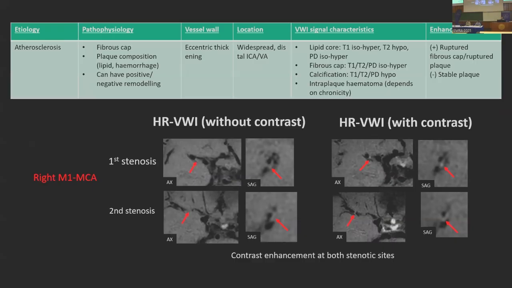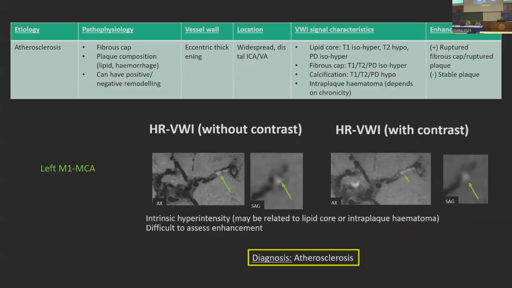On the right MCA, at both segments of stenosis, we can see eccentric wall thickening with subtle enhancement from a ruptured fibrous cap. On the left side, there was intrinsic hyperintensity related to the lipid core or intraplaque hematoma, which therefore makes it clinically difficult for us to evaluate whether there's enhancement or not.